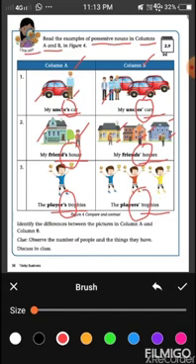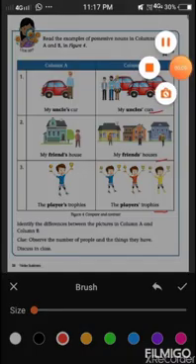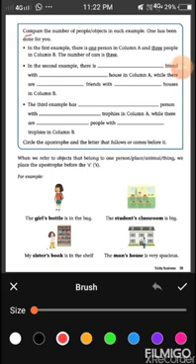Identify the differences between the pictures in column A and column B. Observe the number of people and the things they have. Okay. So keep it in mind, children. When it is plural, we add S, es and ies to show that they are plural. Compare the number of people and objects in each example. One has been done for you.